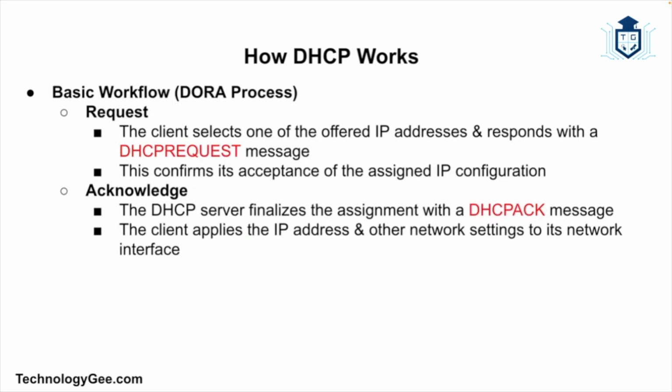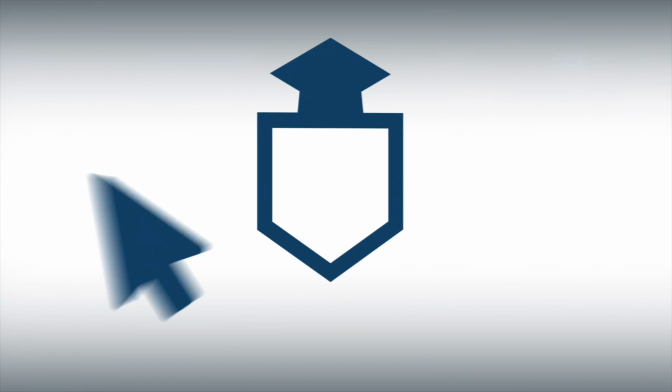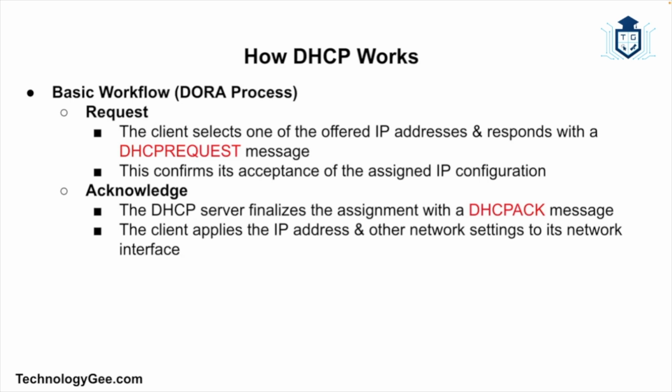All right, next is the request. The client selects one of the offers and responds with a DHCP request message indicating its acceptance of the offered IP address and configuration parameters. And then there's the acknowledgement. The DHCP server confirms the lease of the IP address by sending a DHCP ACK message to the client, and the client then configures its network interface with the assigned IP address and other settings.